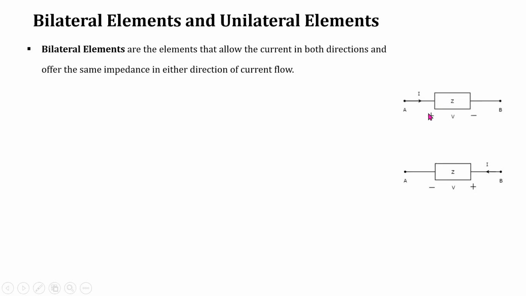Have you understood the meaning of this figure? Bilateral elements are elements that allow the current in both directions and offer the same impedance in either direction of the current flow. Consider an element that offers an impedance Z between nodes A and B. Current is flowing from node A to node B. Because of this current I, voltage V is developed across it. If this element allows the current from A to B and B to A while keeping the same impedance in both cases, then such elements are called bilateral elements. Examples for bilateral elements are resistors, inductors, and capacitors.